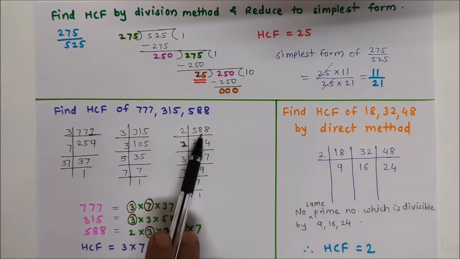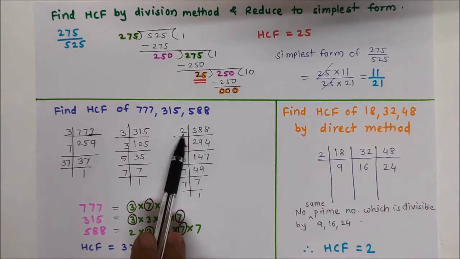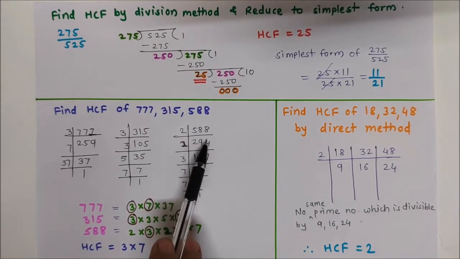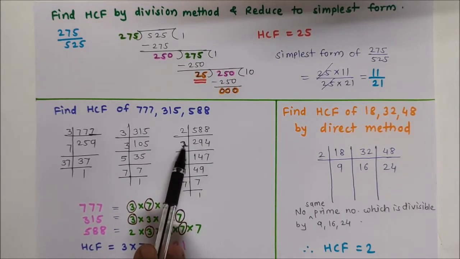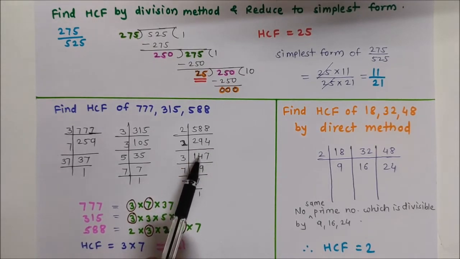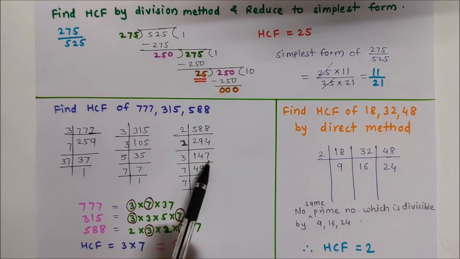The next number is 588. It is an even number, it is divisible by 2. 2 2s are 4, 1 is remaining. 2 9s are 18. 2 4s are 8. Again here 4 is in the unit place, so you have to divide it by 2. 2 1s are 2. 2 4s are 8. 1 is remaining. 2 7s are 14. Here 147 is an odd number. The sum of the digits is 1 plus 4 plus 7, 12. So it is divisible by 3. 3 4s are 12, 2 is remaining. 3 9s are 27. Here 7 7s are 49.